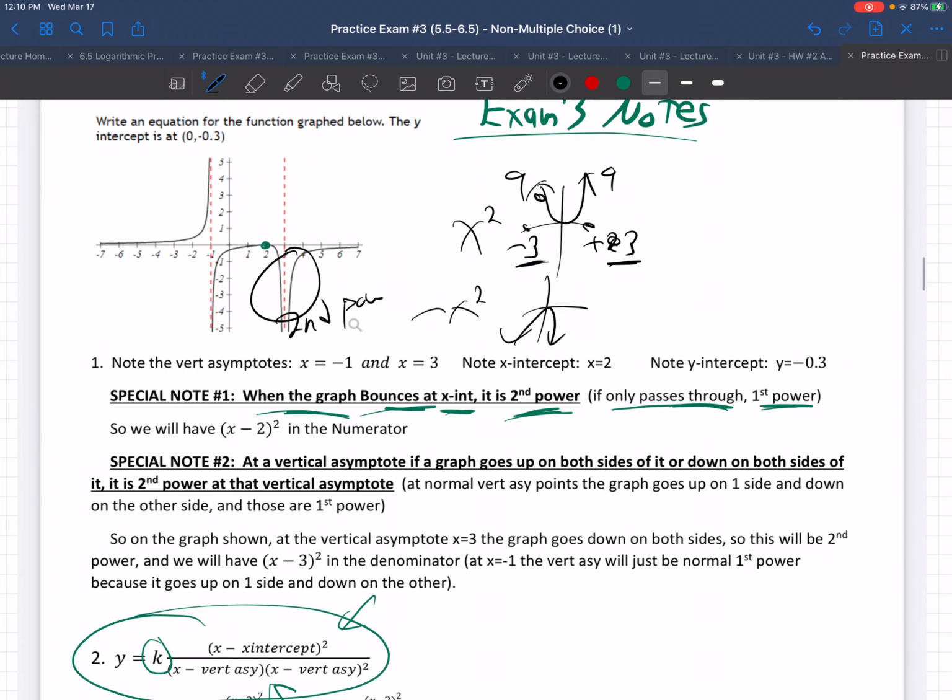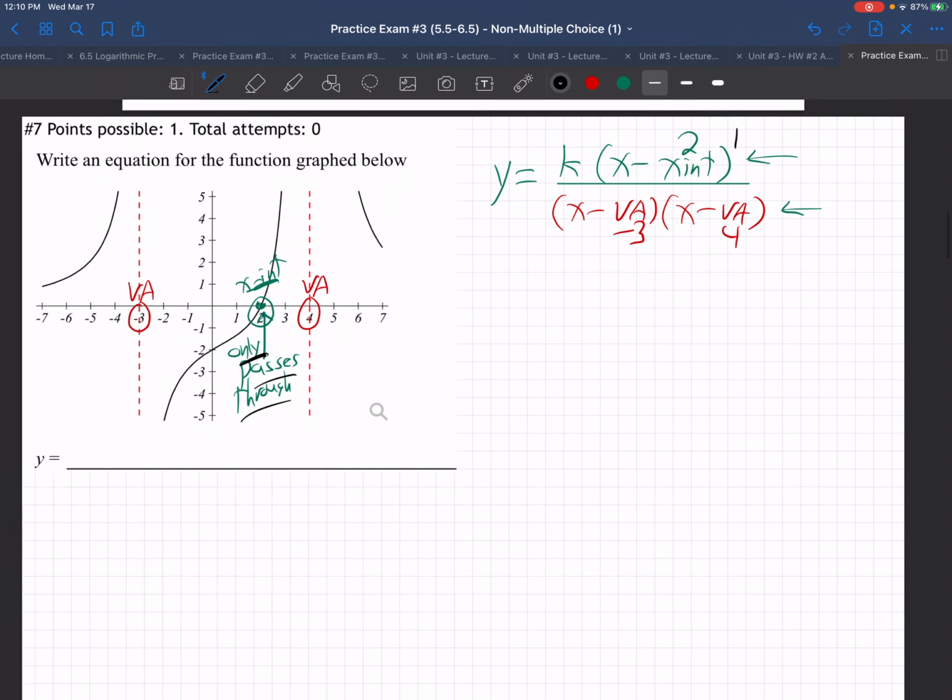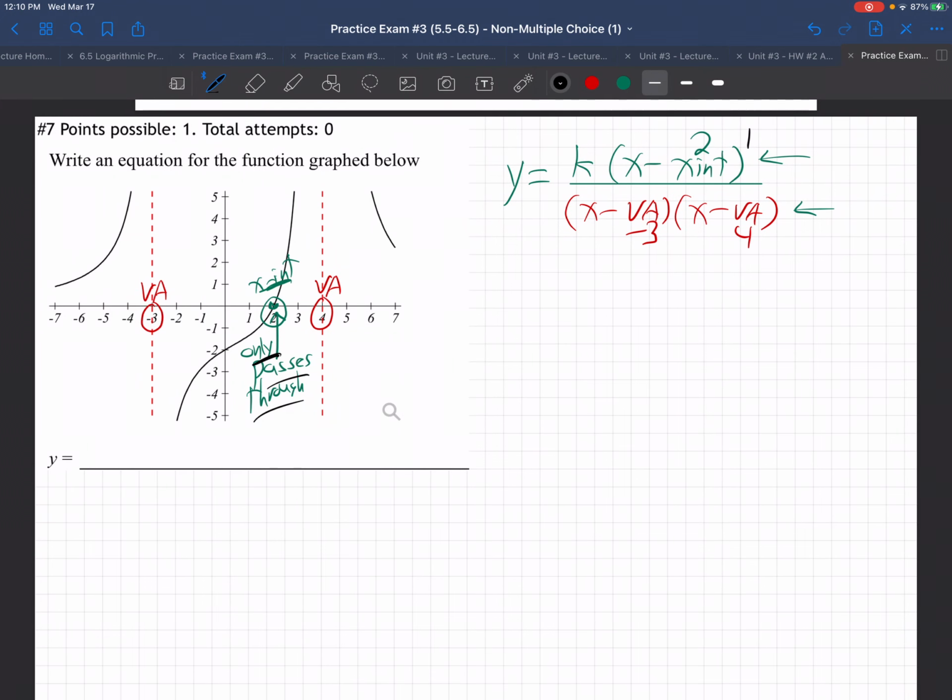Or if it's on opposite sides, one up, one down, that's first power. That's for x-intercepts and for vertical asymptotes. Same thing. Okay, so let's look here. Let's look at the vertical asymptote -3. It's going up on one side of it, down on the other side of it. So that one's going to be a first power.